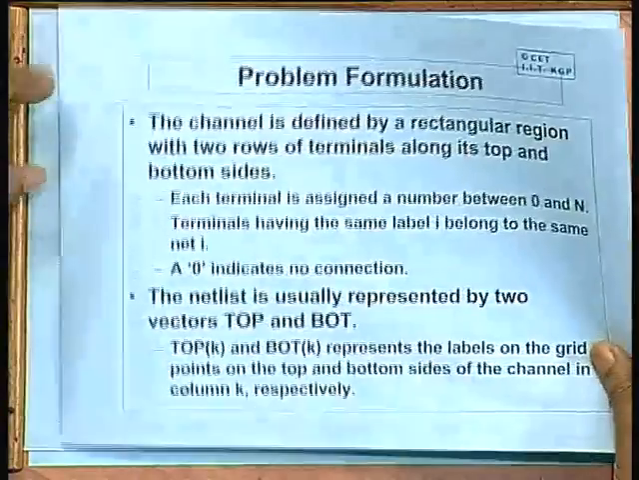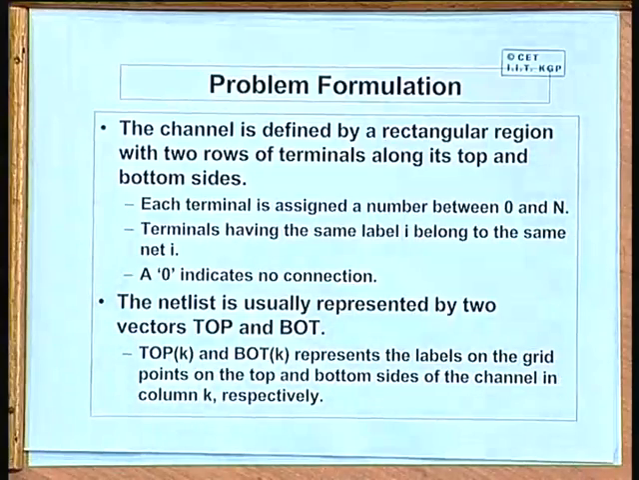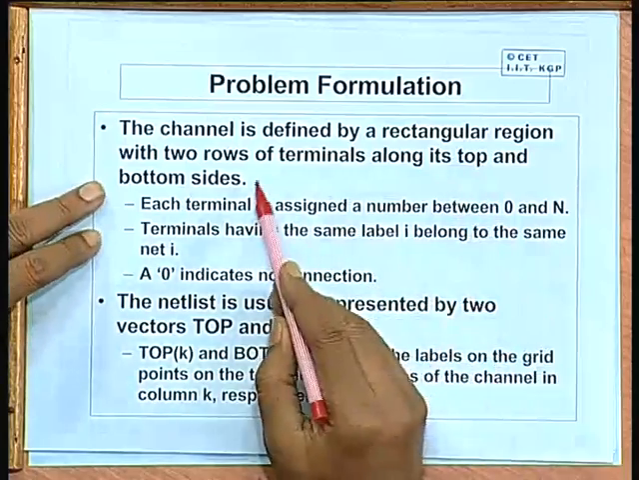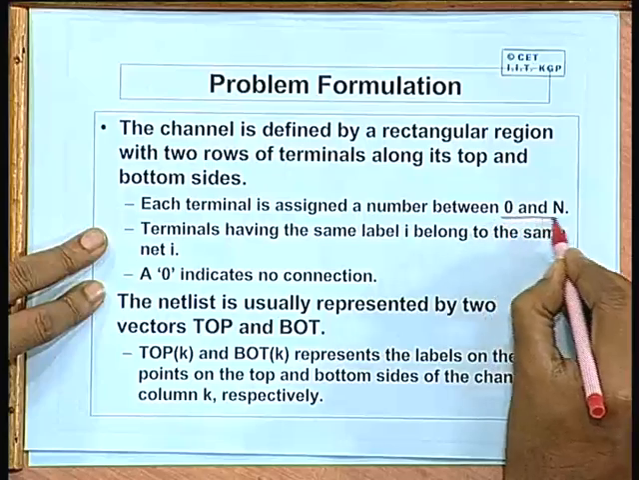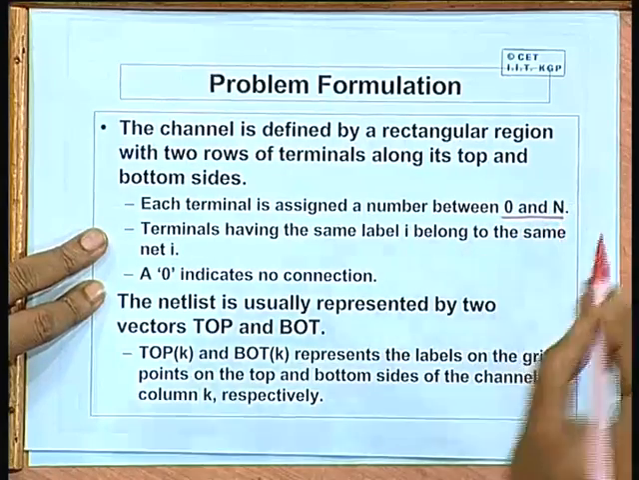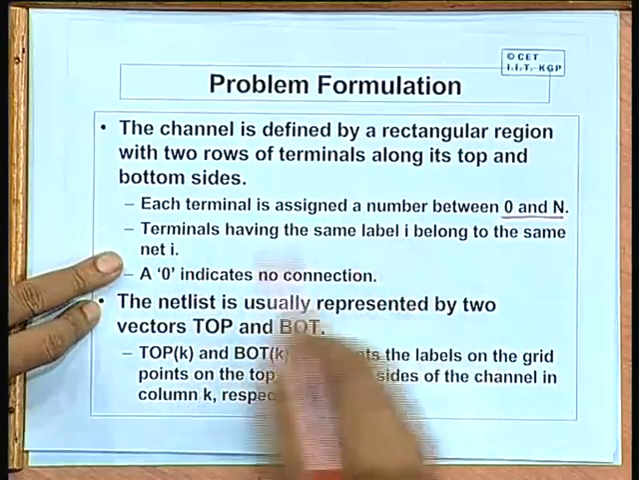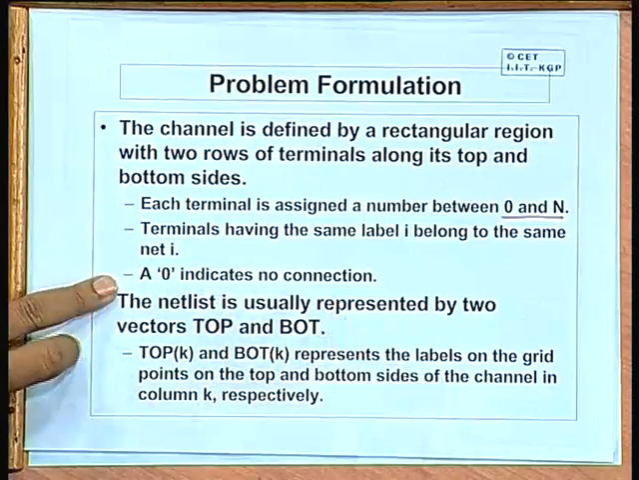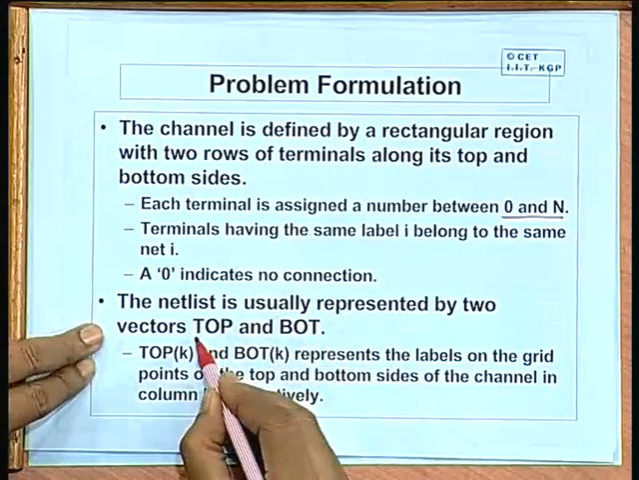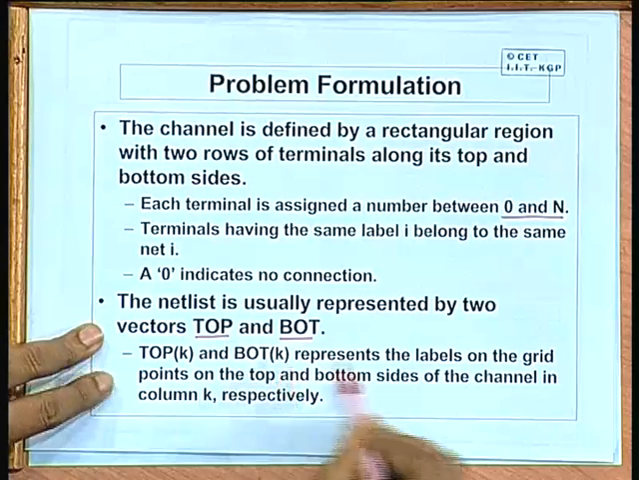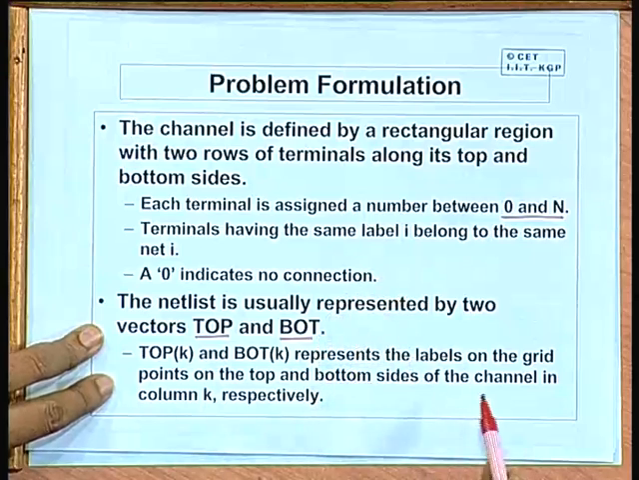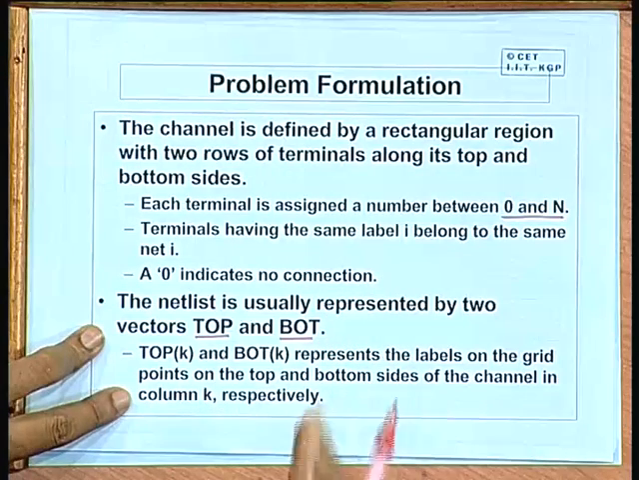So, first let us go into the problem formulation. The channel is defined by a rectangular region just as mentioned with 2 rows of terminals on top and bottom. Each terminal is assigned a number between 0 and n, where n is the number of nets. Terminals having the same label i belong to the same net. 0 means no connection. The net list is represented by 2 arrays as I mentioned, top and bottom. The kth element of the array represents the labels on the kth column of the channel, top and bottom. So, this is the input to the problem.